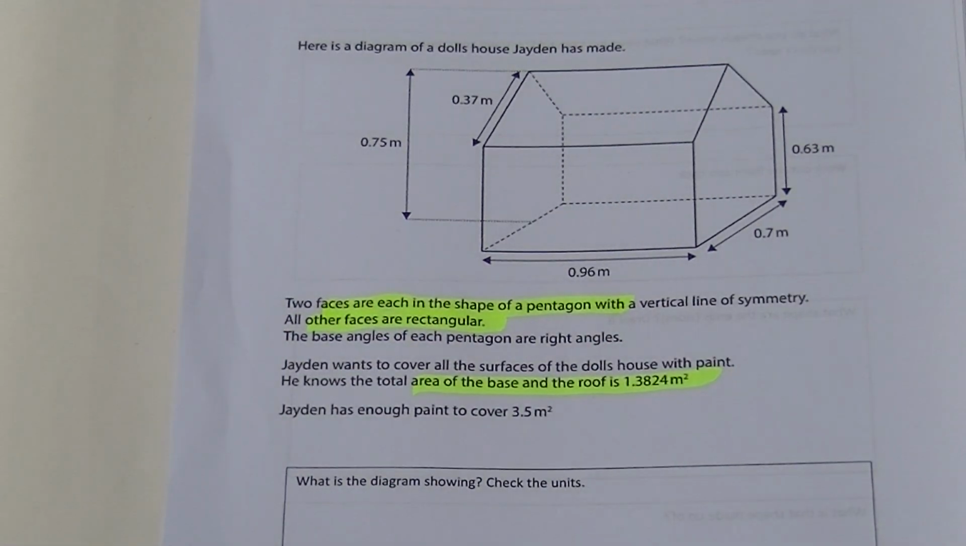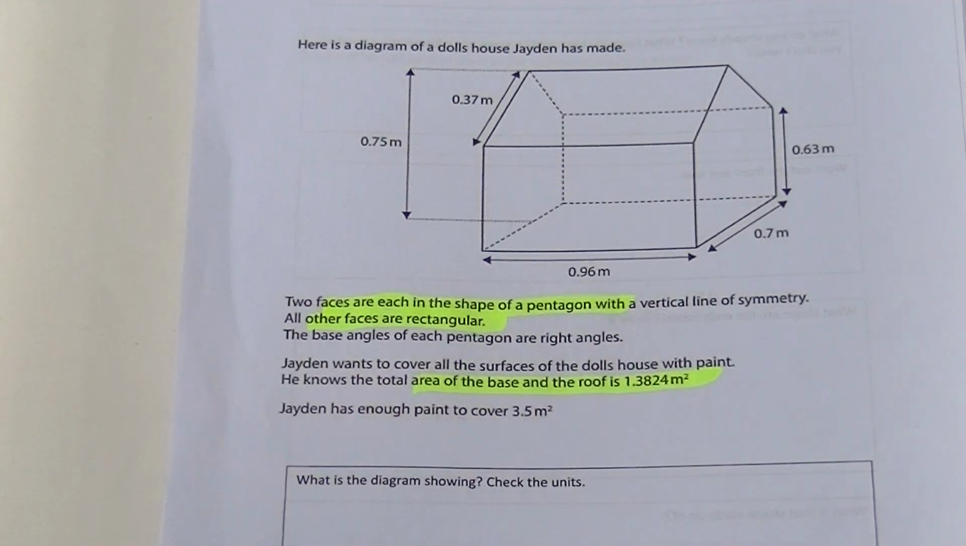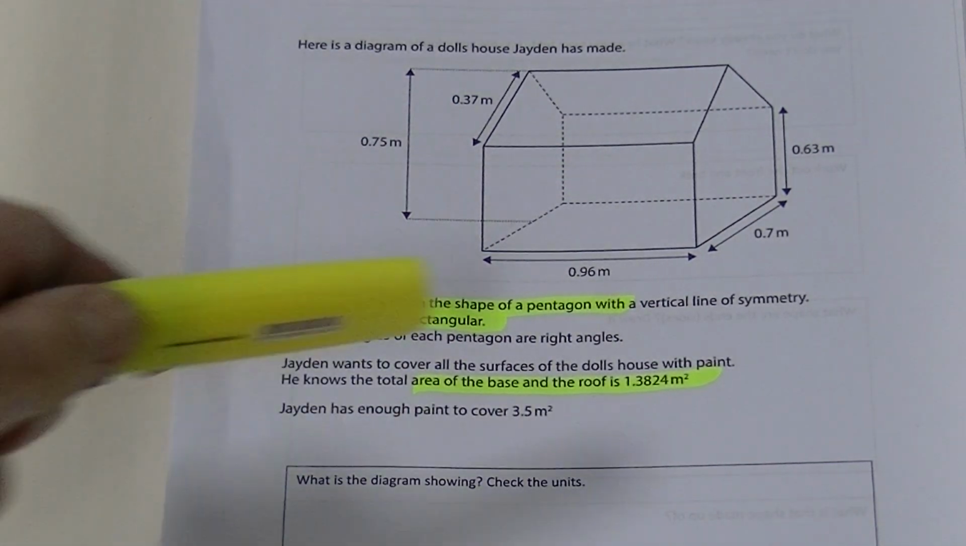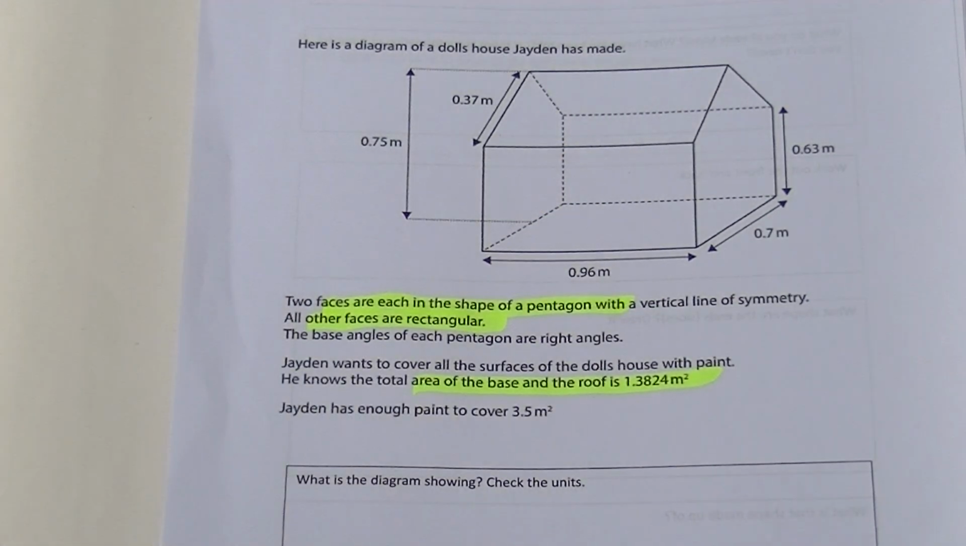So I've highlighted the fact that the two faces are each in the shape of a pentagon with a vertical line of symmetry. That's the ends. All the other faces are rectangular, and he knows that the total area of the base and the roof is 1.3824. That's already been worked out for us, so we don't particularly need to worry about that. Okay, let's work this question out.